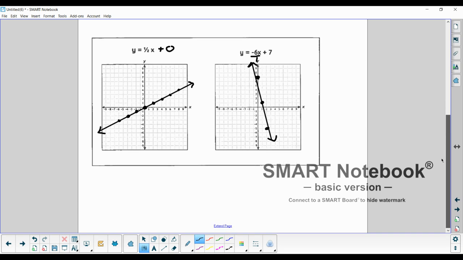So just to revisit our domain and range ideas, for this function, linear functions get infinitely wide. So the domain will be all real numbers. They also are infinitely tall. So both domain and range are all real numbers.